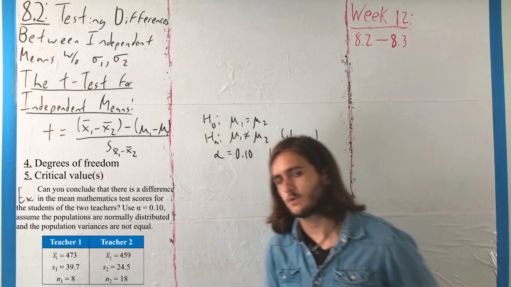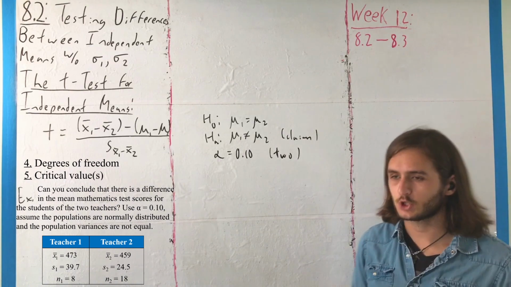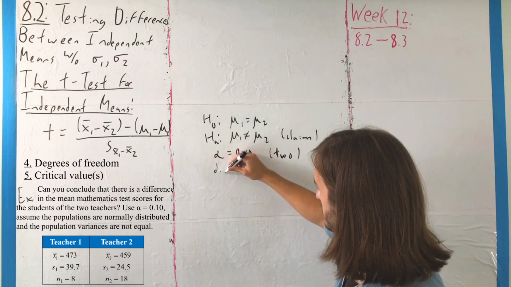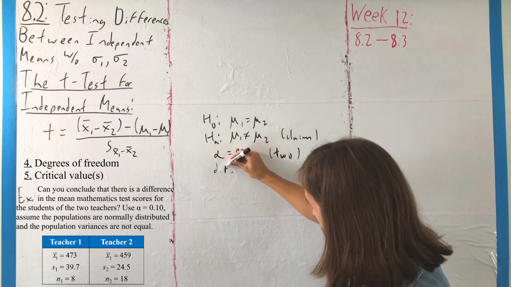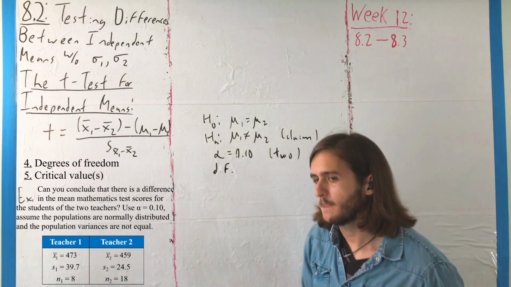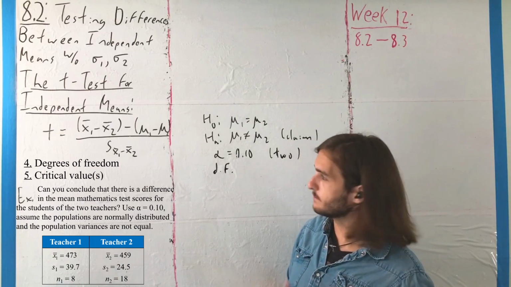But if we're going to use the critical value approach, the next thing we need to be sure are our degrees of freedom, where in this case, it is important to pay attention to that detail that we are not running pooled samples.